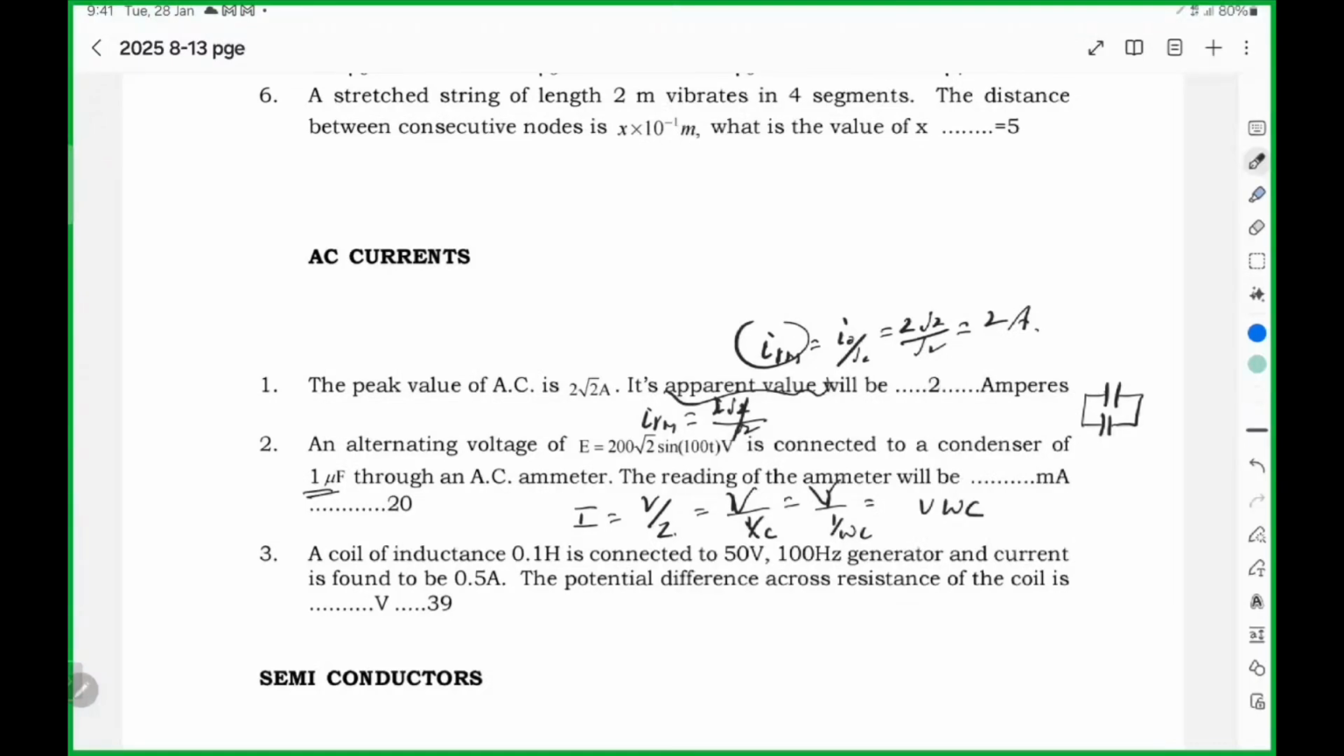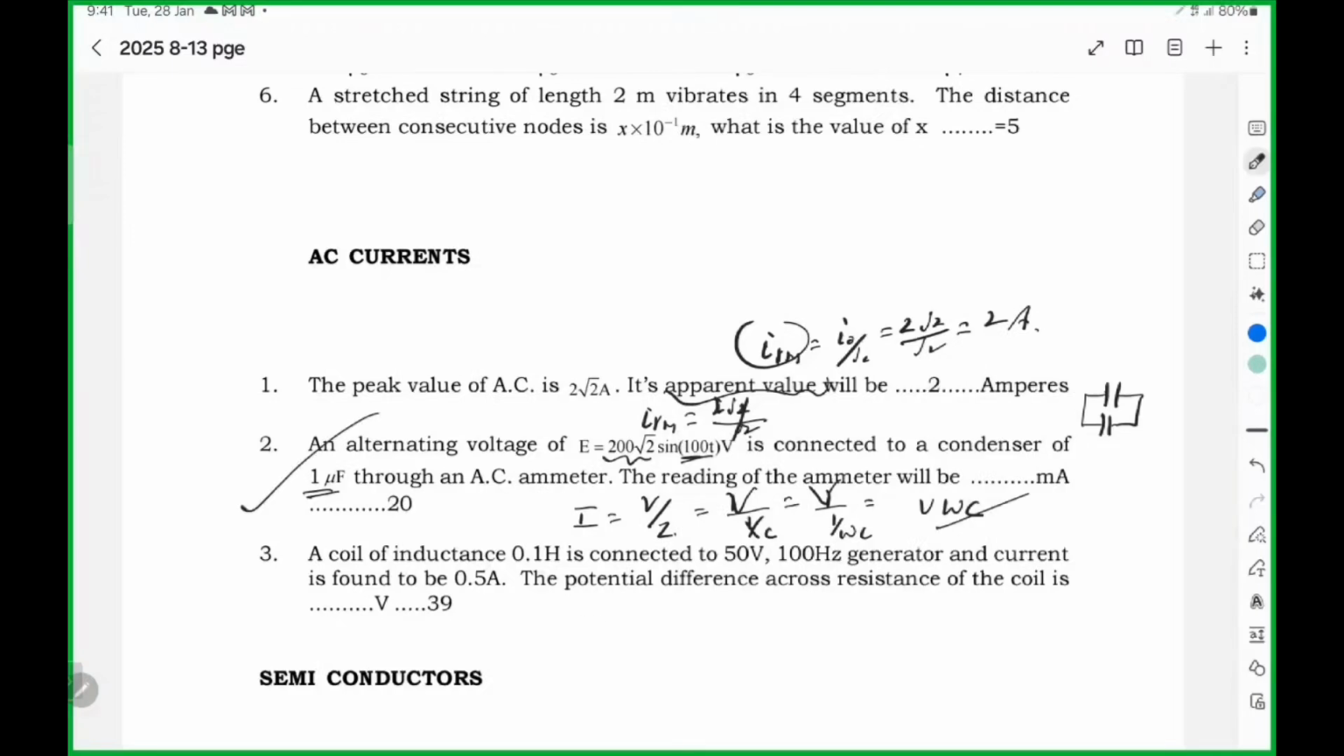Right. So with the help of this, we know omega, we know the peak voltage, and we know the capacitance. Substitute and you get it.